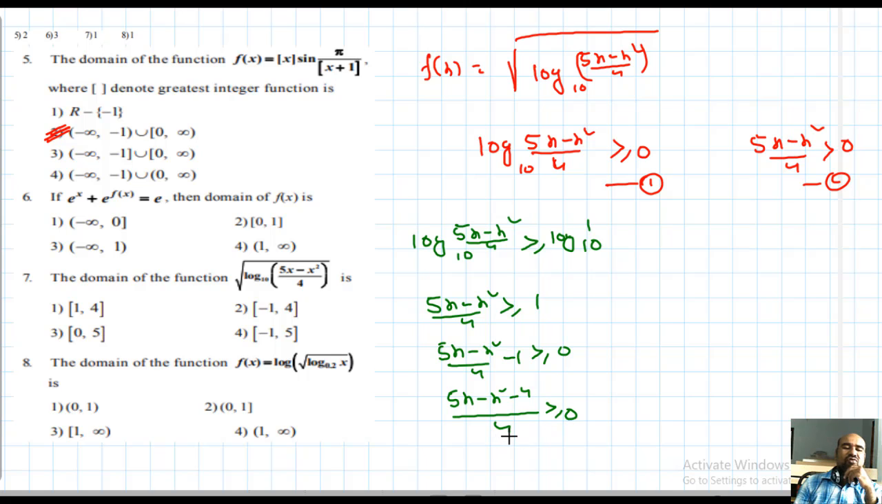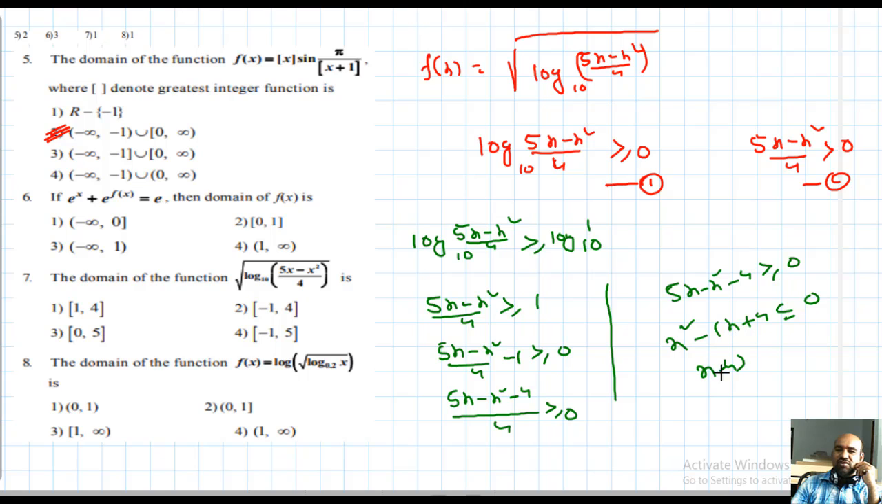All the denominator 4 greater than 0, it is enough to find value of x which gives numerator greater than or equal to 0. Means 5x minus x square minus 4 greater than or equal to 0. I don't like minus in front of x square. I want to multiply minus on both sides. x square minus 5x plus 4 lesser than or equal to 0. Or (x minus 4) into (x minus 1) lesser than or equal to 0.